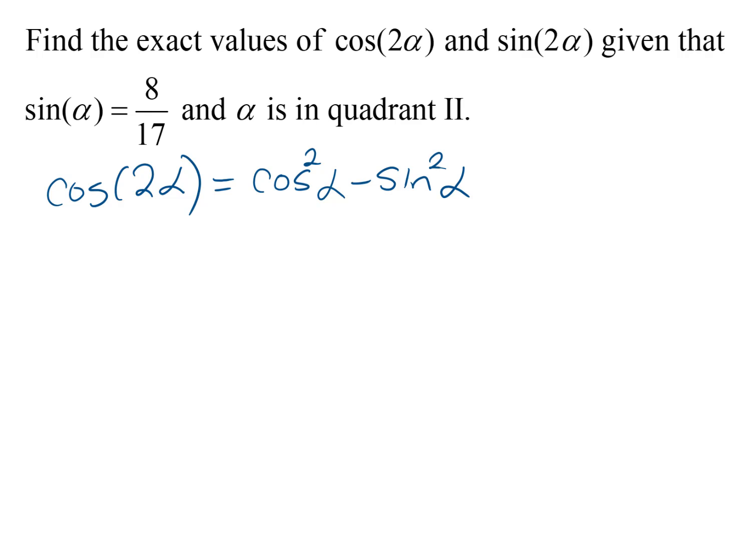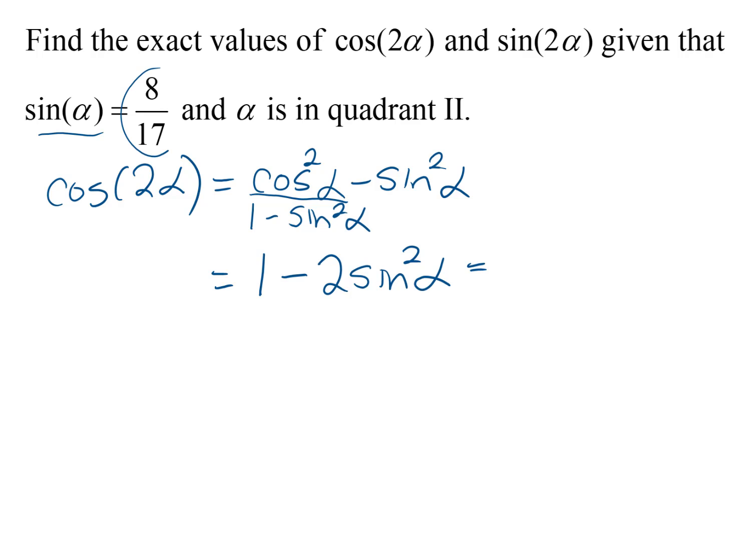Now, if I wanted to write that in terms of just sine alpha, I could do that by replacing this cosine squared with 1 minus sine squared alpha. So that gives me the version that just has sine in it. There'll be 2 of the sine squared terms. All right, so I can go ahead and find that now.